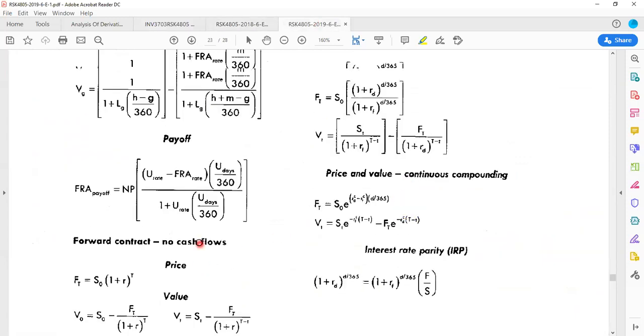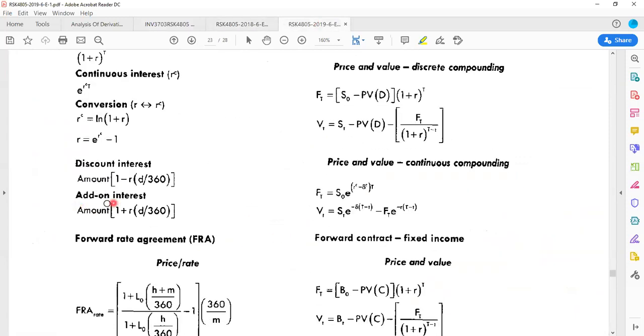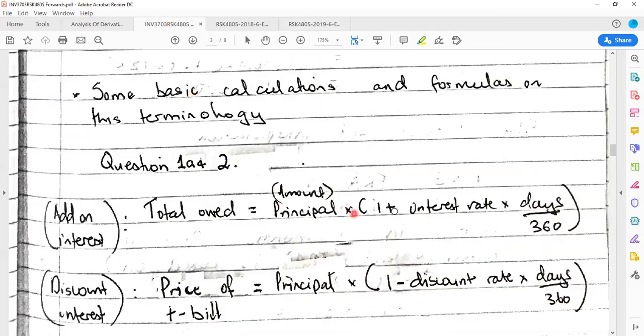It's right here. You see, they said add-on interest. If you borrow a certain amount of money using London interbank borrowing rates as a bank, the total amount of money you'll pay back after a certain number of days is given by this formula. We're adding on interest. Okay, so this is an important formula. We take the principal multiplied by 1 plus the interest rate times days over 360.